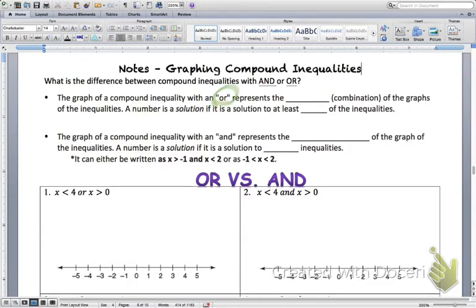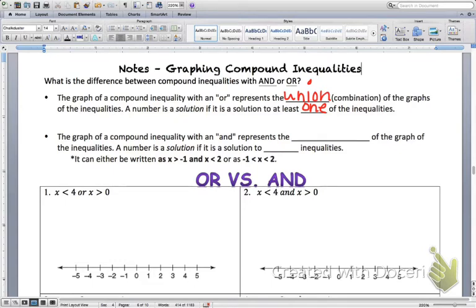The ones with the word or are the union of the two graphs. So let's fill in the answer there. It's pretty much where one of them is true. So we just graph the two, and anything that gets graphed is a solution because it will be true for one of the two inequalities.